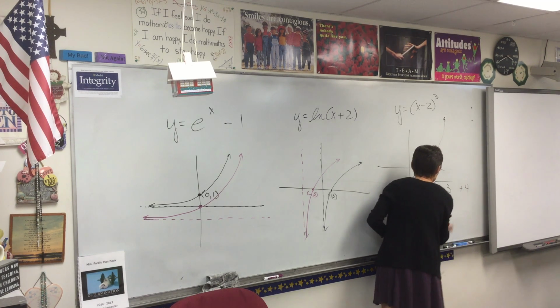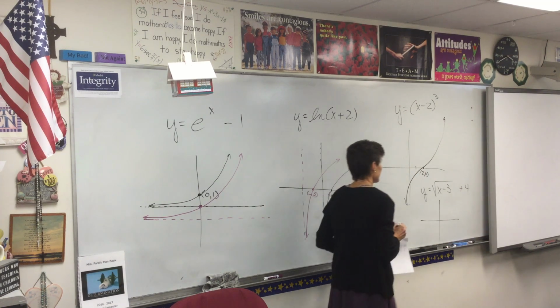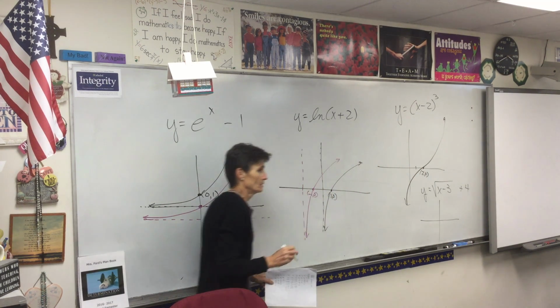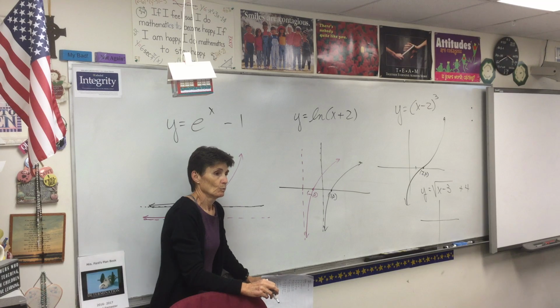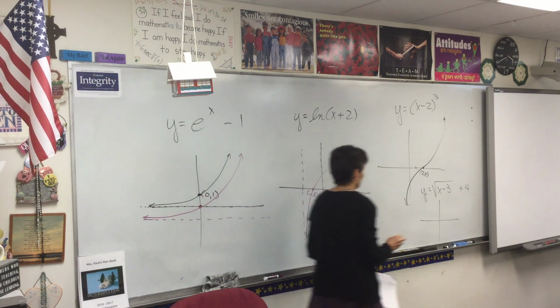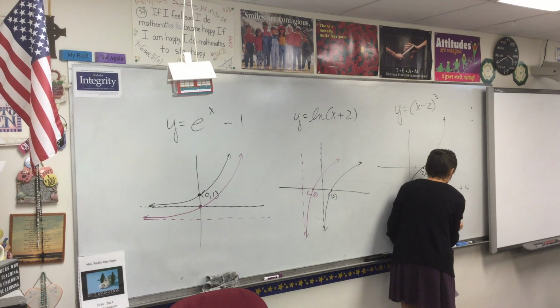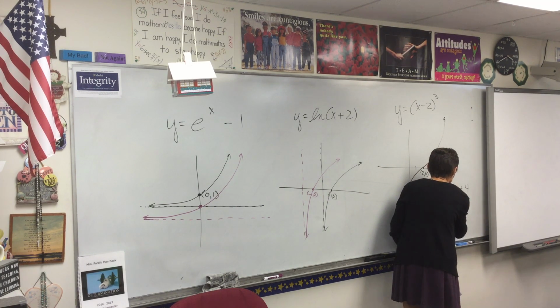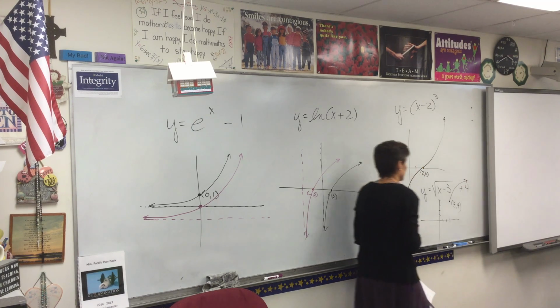And now I've got my square root function that's been shifted around. Shifted right 3 and up 4. So the point (3, 4) and my square root shape.